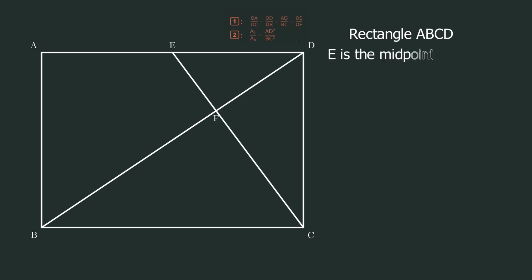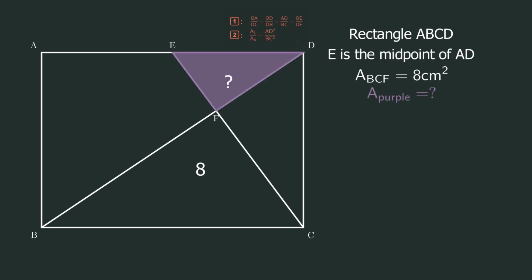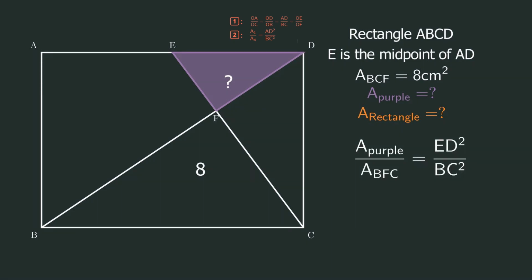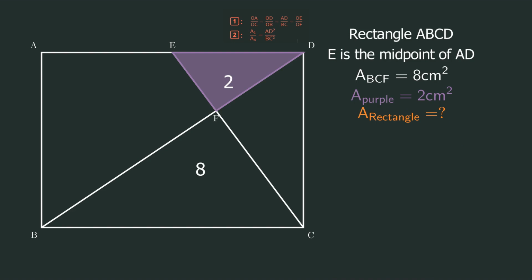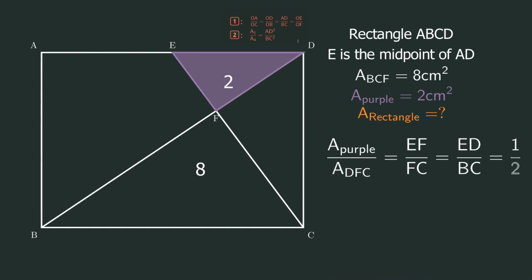Returning to the problem. E is the midpoint of AD, so the ratio between ED and BC is 1:2. With this ratio, we can break through from here. The ratio of the area of the purple triangle to the area of triangle BFC equals the square ratio of ED to BC. Plug in the corresponding numbers, we can easily find that the area of the purple triangle is 2 square centimeters. Continuing with this ratio, this time with the triangles on the same side.